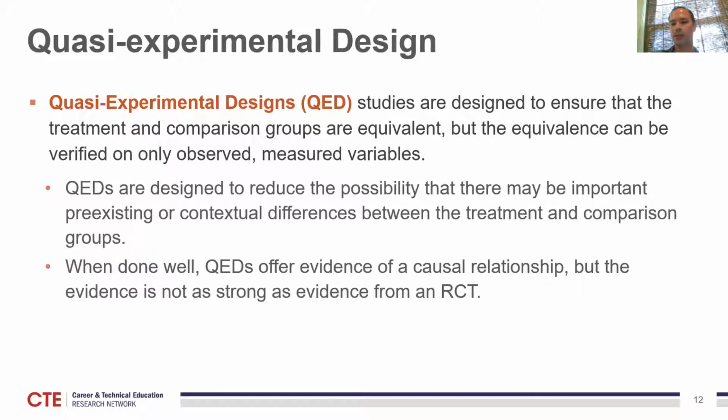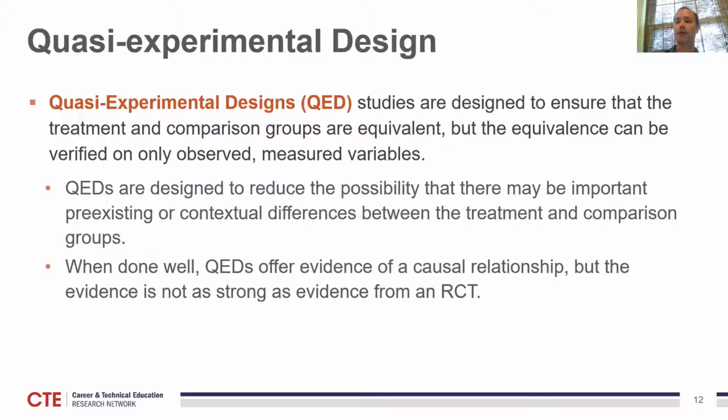So similar to RCTs, participants receiving treatment are compared with those not receiving treatment, and all quasi-experimental designs are designed to ensure that the treatment and comparison groups are equivalent, but the equivalence can be verified on only observed measured variables. Because assignment into groups is not random, there's no way to ensure that groups are similar on important unobserved or unmeasured characteristics such as motivation or interest.